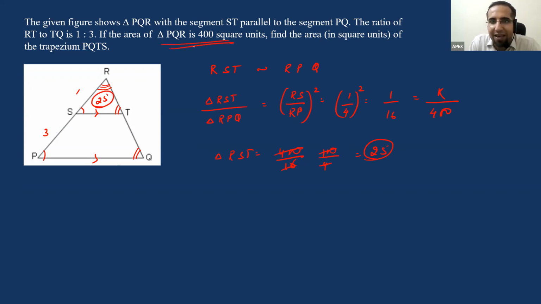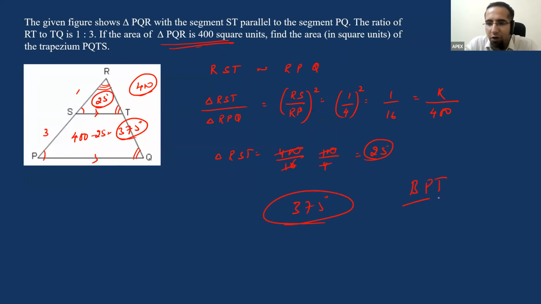The complete triangle has an area of 400. Clear? So the area of this quadrilateral or trapezium is 400 minus 25, which is equal to 375 square units. And therefore 375 should be your answer. This is a basic application of the basic proportionality theorem. Okay, guys. So let's look at the next question here.